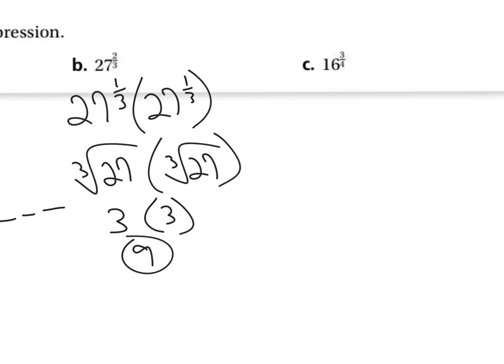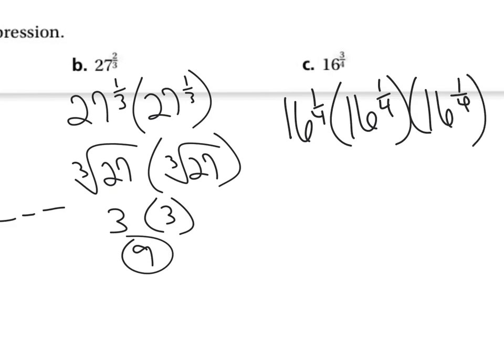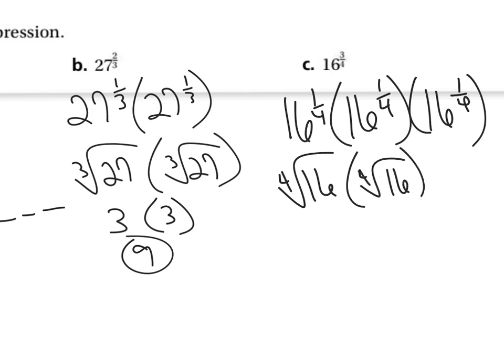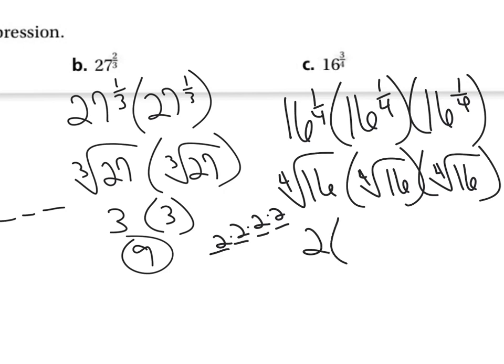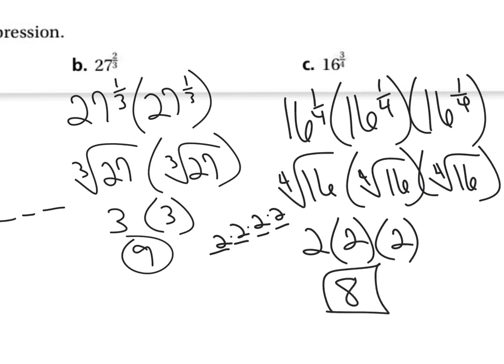Part C, we've got 16 to the 3/4 power. So this could be 16 to the 1/4 times 16 to the 1/4 times 16 to the 1/4. So that's like the 4th root of 16 for each of those. 4th root of 16, so 4 numbers times themselves that equals 16, and that would end up being 2. A lot of these, the numbers are going to be pretty small, so if you're not sure, guessing a small number is probably the way to go. Multiply those together, which would be 8.